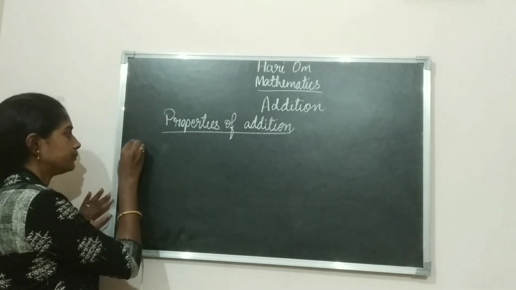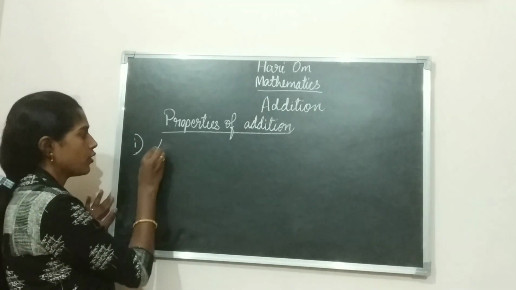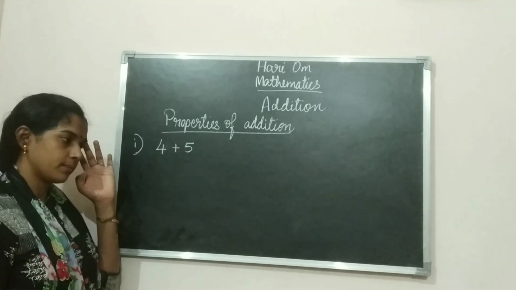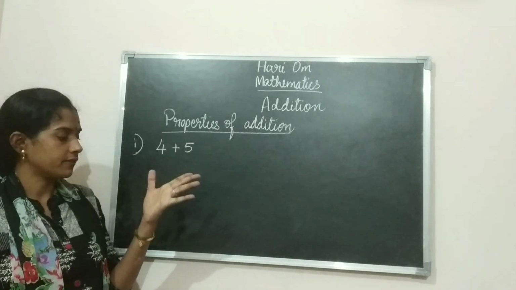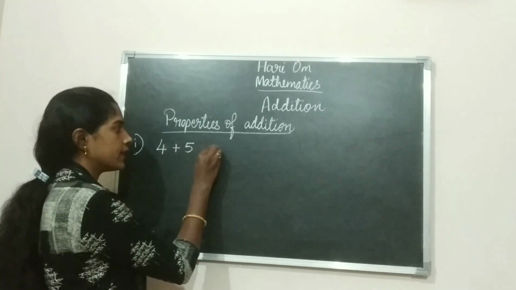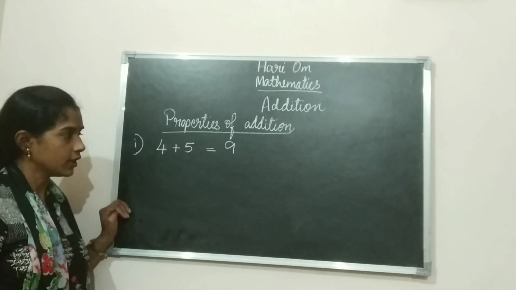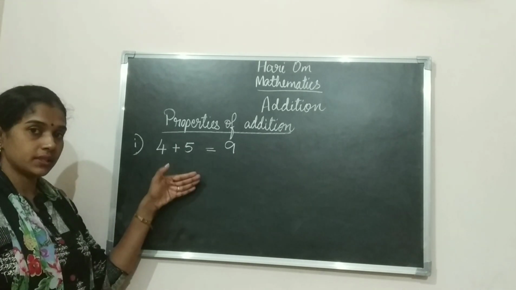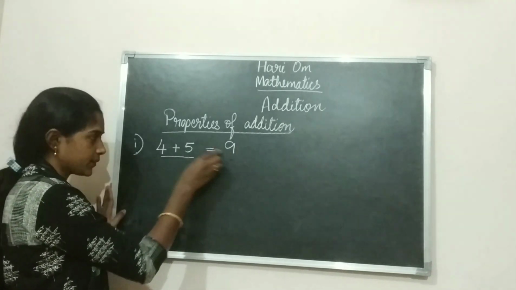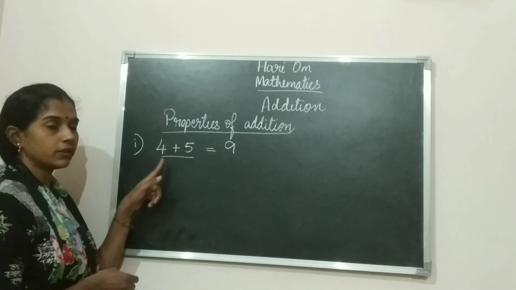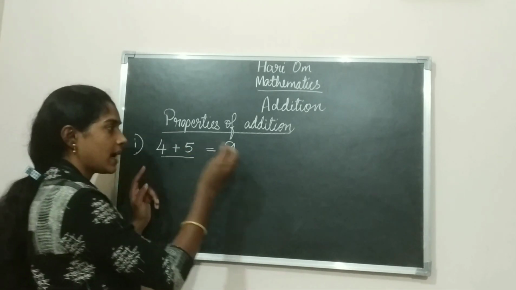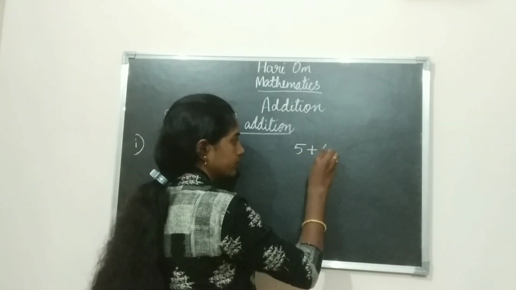So first one, see here, let us take 4 plus 5. What is 4 plus 5? So 4 in your mind and 5 on your fingers. So 4, after 4, 5, 6, 7, 8, 9. So what is the answer? It is 9. Okay. So here I'll change the numbers. These two, you know this, these two are the addends and this is the sum. So I'm going to change the order of the addends. Instead of 4 plus 5, I'm going to make it as 5 plus 4.